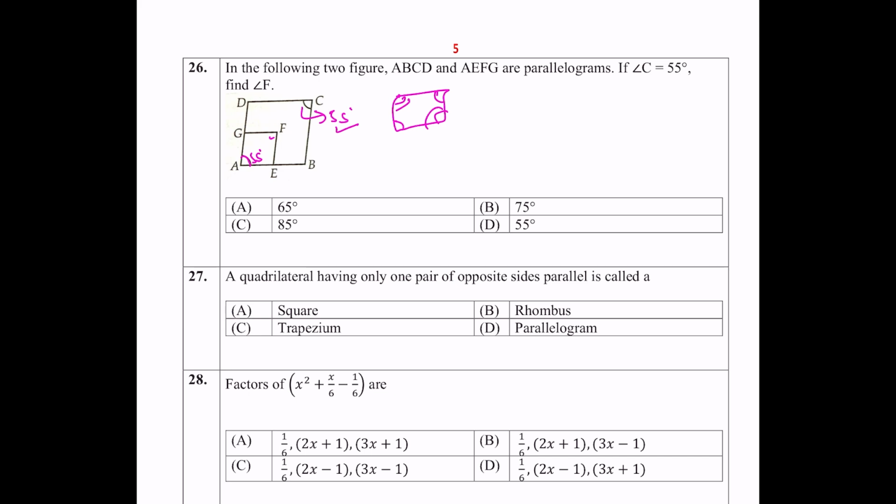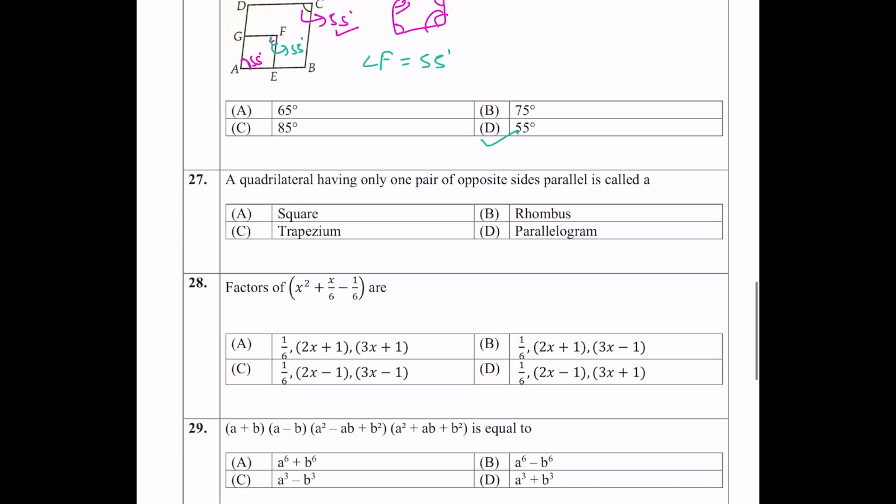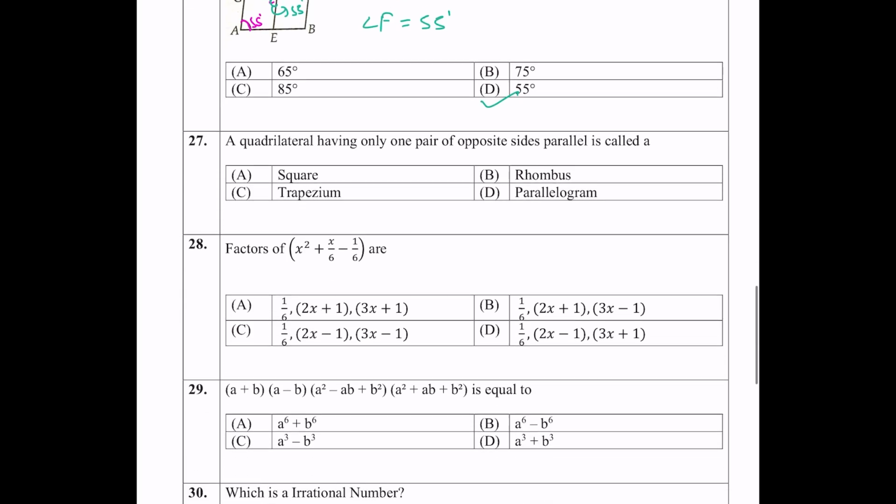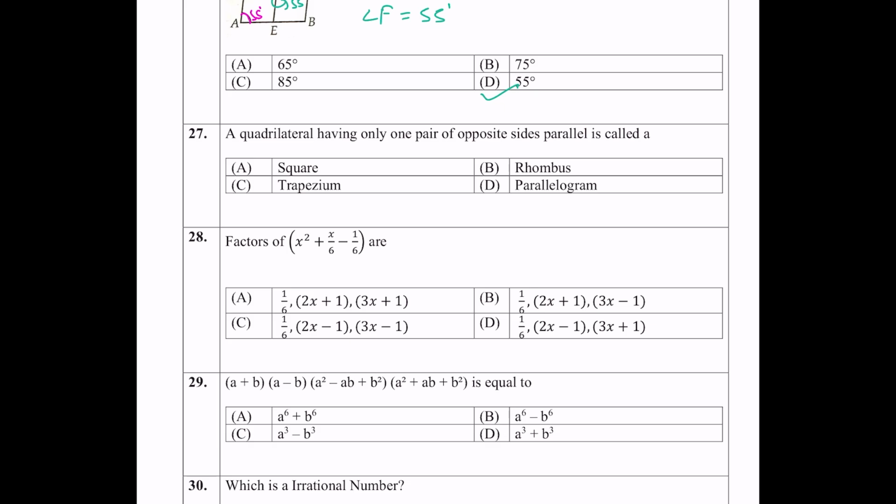Now similarly, AEFG is also a parallelogram. So if this angle is 55 degrees, this angle is also 55 degrees. So here angle F we are getting as 55 degrees. So here option D is the correct one. So basically this question is based on the properties of the parallelogram, like the opposite angles of a parallelogram are equal.